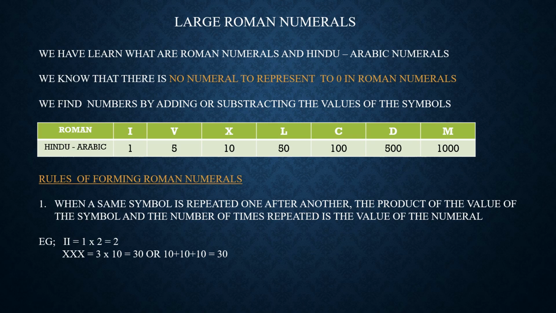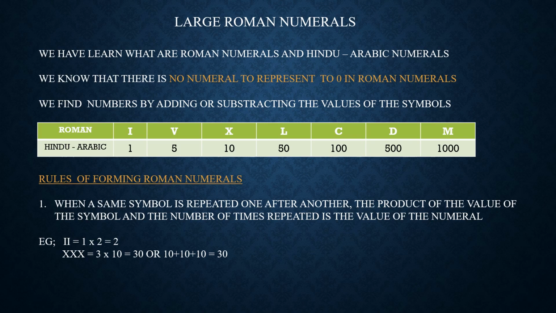The same way XXX. X is repeated thrice. So X has the value 10. When we multiply 10 by 3 repetitions, we get 30. Or we can simply add 3 tens.